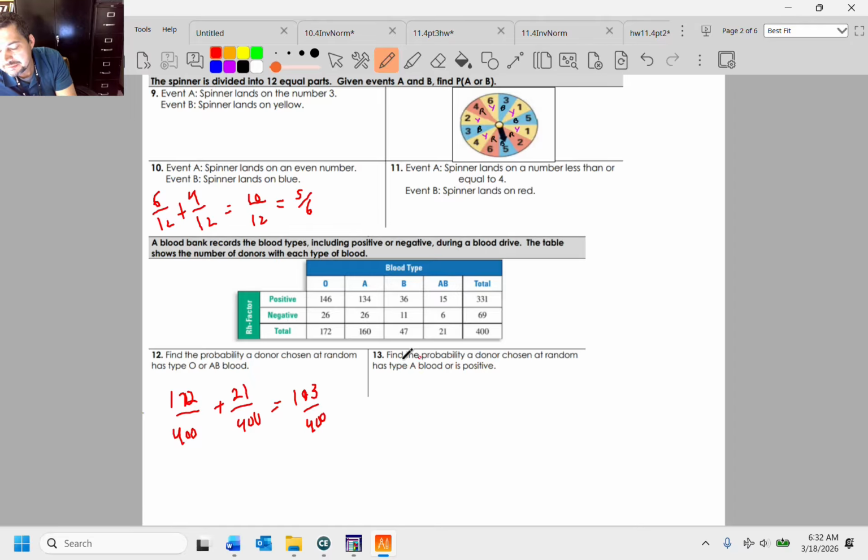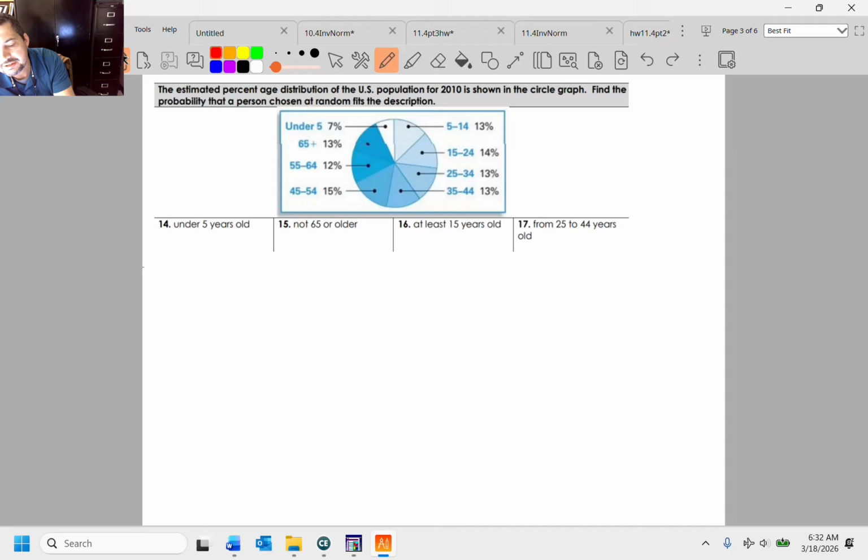Now you got to be careful on some of these. Like 13's a little tougher. 13's got overlap. I don't want to do all of it. Let's see, we have a pie graph here. The estimated percent age distribution in the U.S. population for 2010 is shown in the circle graph. Find the probability that a person chosen at random fits the data. Like, none of this is difficult. It's really not. I'll just do 17, that they are from 25 to 44 years old. Well, that means I'm going to have to add those two together. 26%.